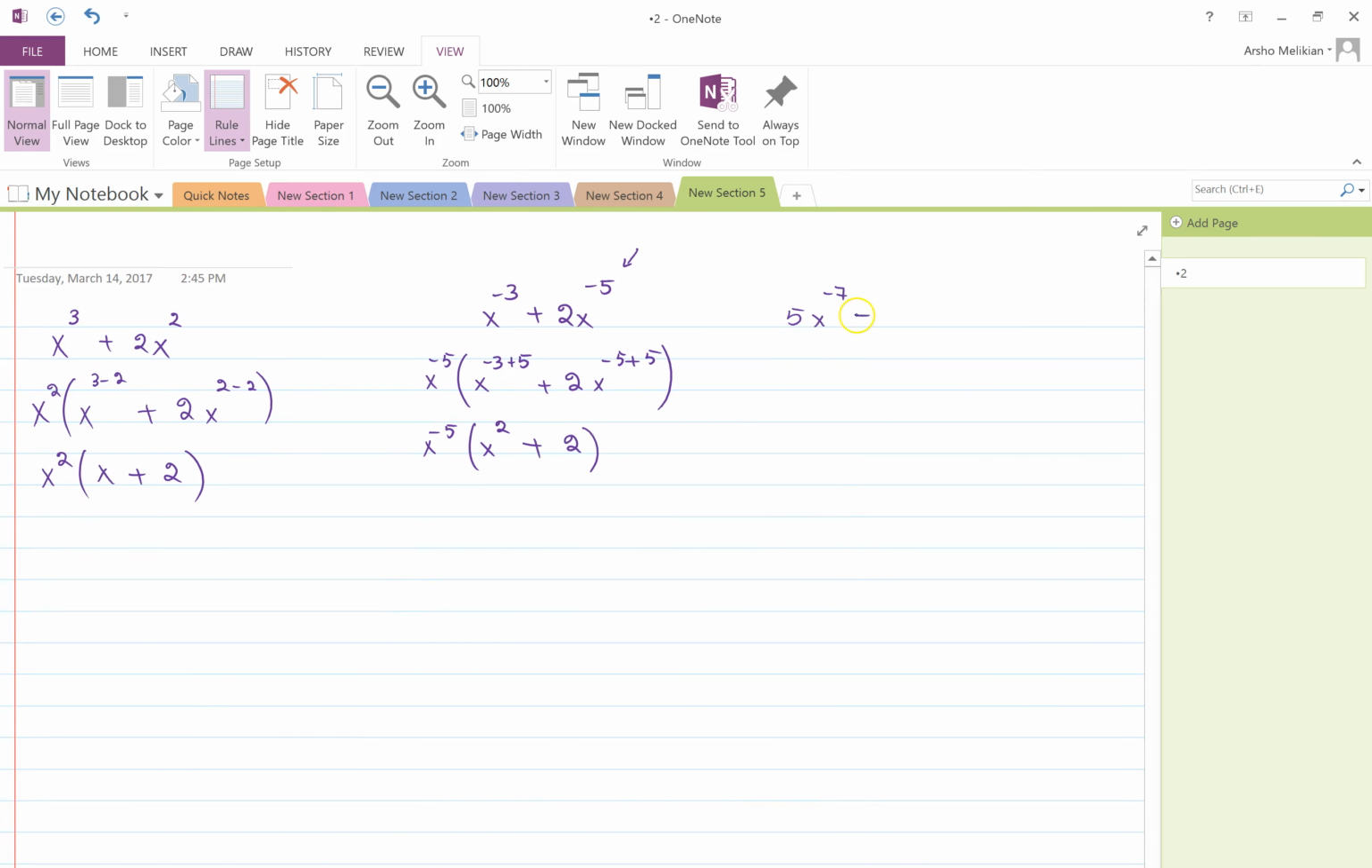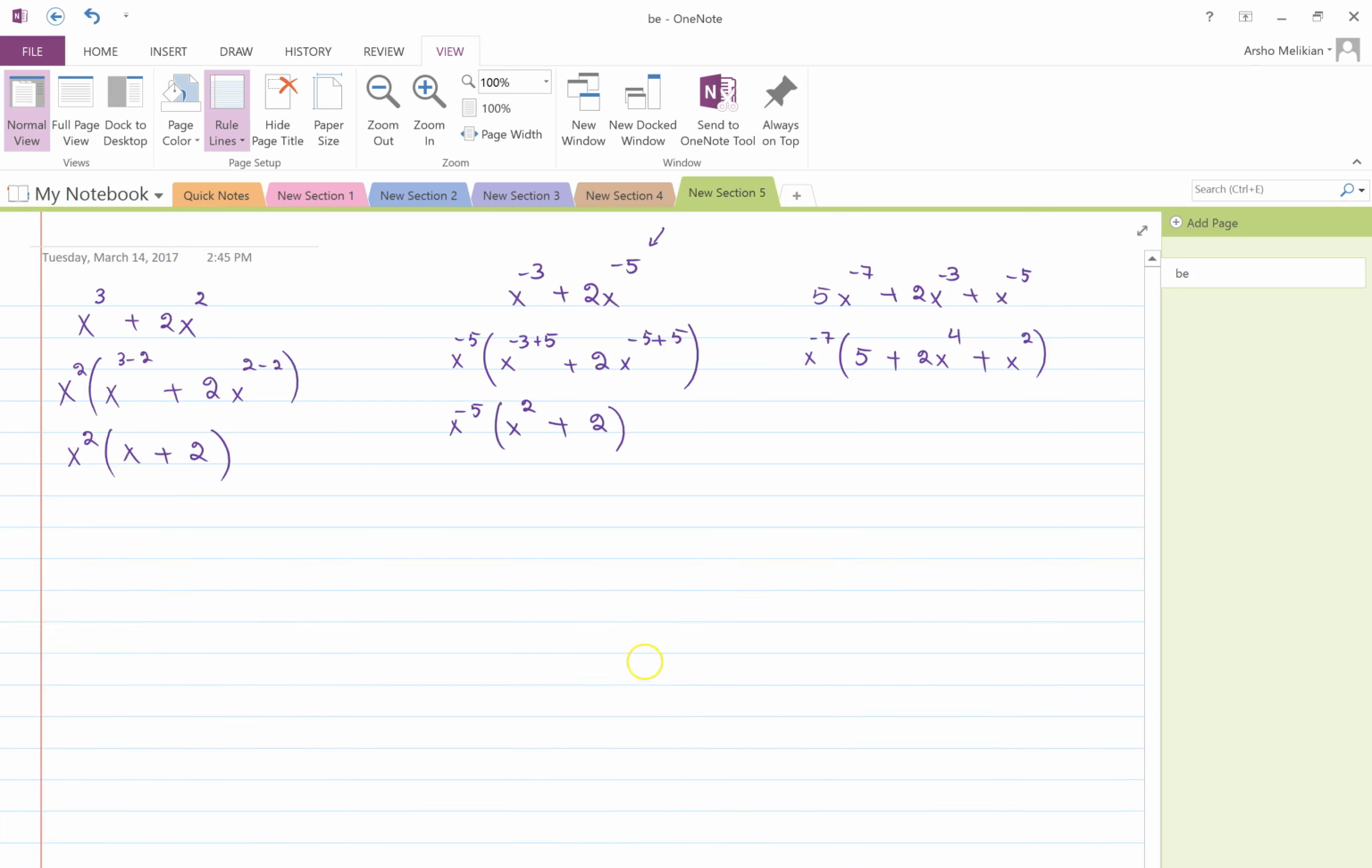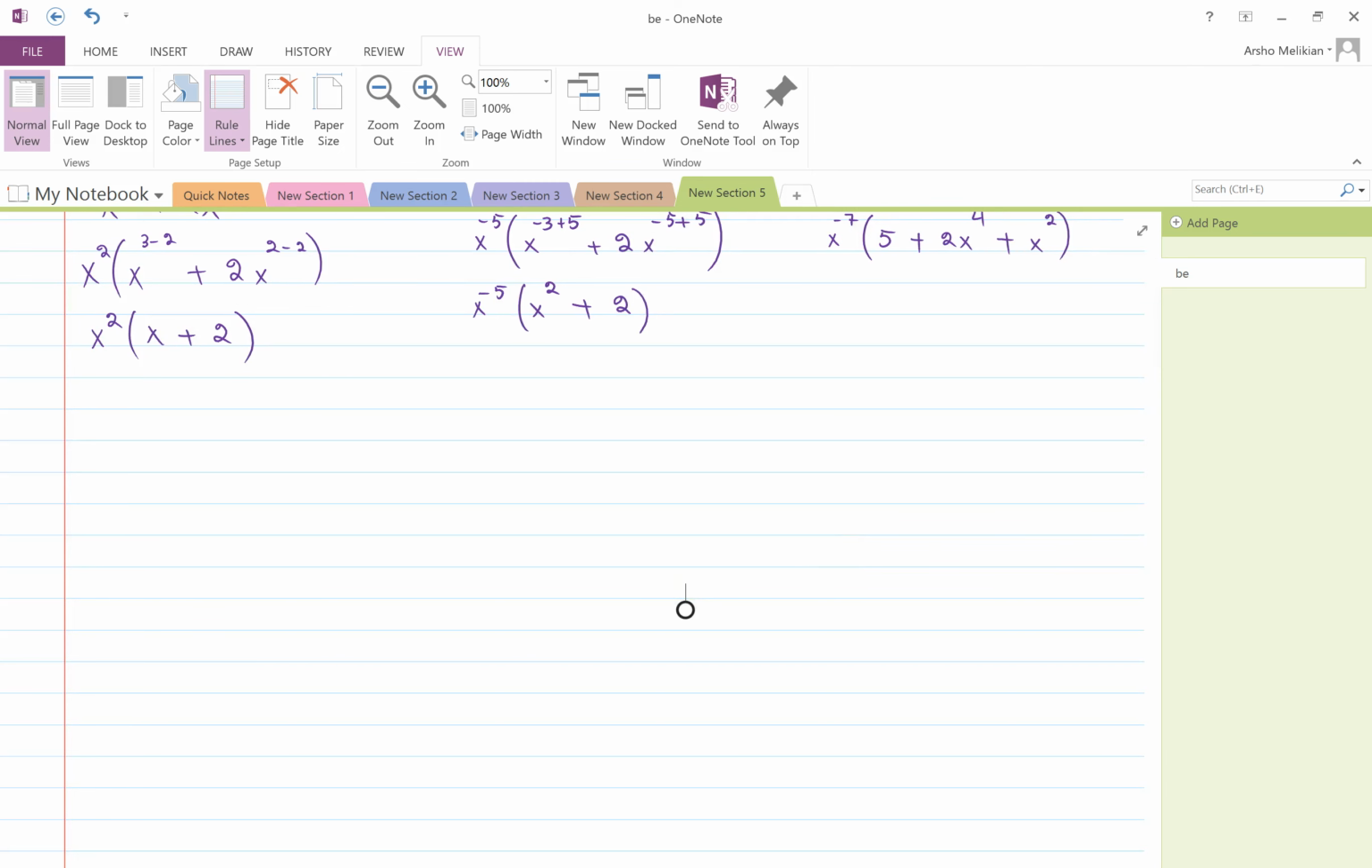5x to the negative 7 plus 2x to the negative 3 plus x to the negative 5. So which one are we going to factor out here? x to the negative 7, the smaller exponent. So here I get 5 plus 2x to the 4th plus x to the 2. Okay? All right. Let's do one more.